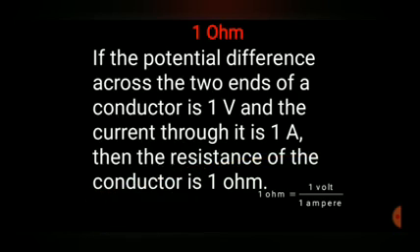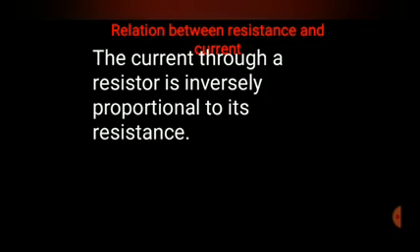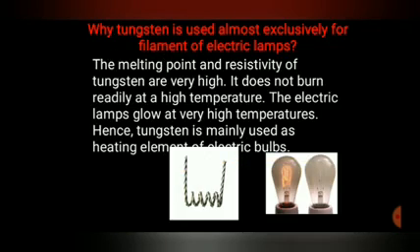So what do you mean by 1 ohm? If the potential difference across the two ends of the conductor is 1 volt and the current through it is 1 ampere, then the resistance of the conductor is 1 ohm. 1 ohm is equal to 1 volt by 1 ampere. What is the relationship between the resistance and current? The current through a resistor is inversely proportional to its resistance.